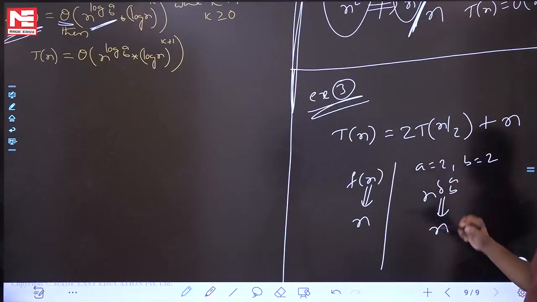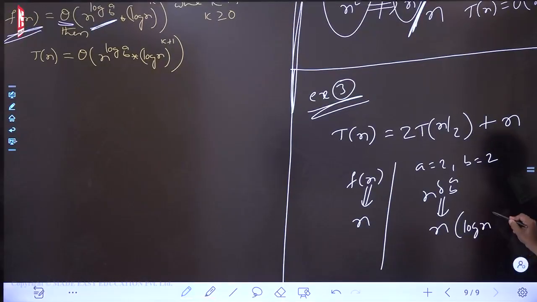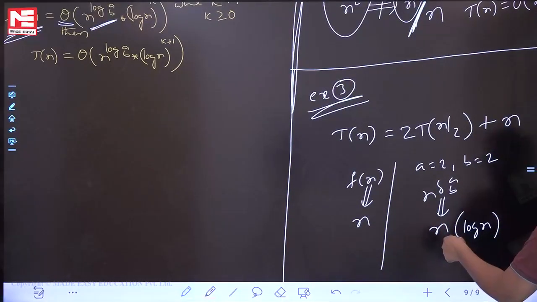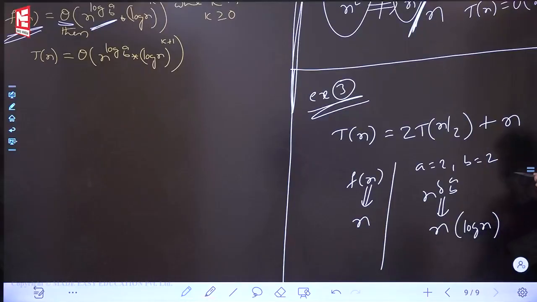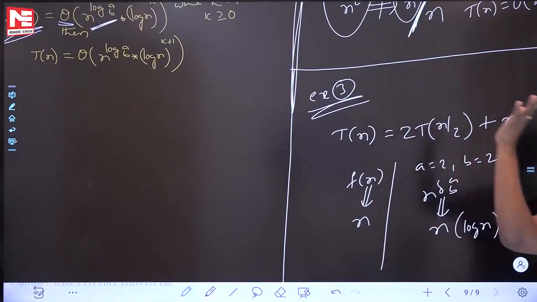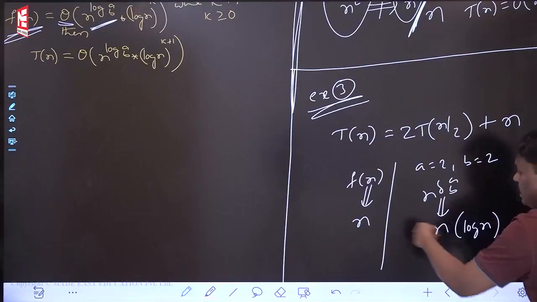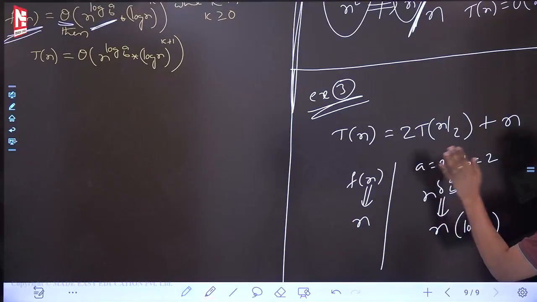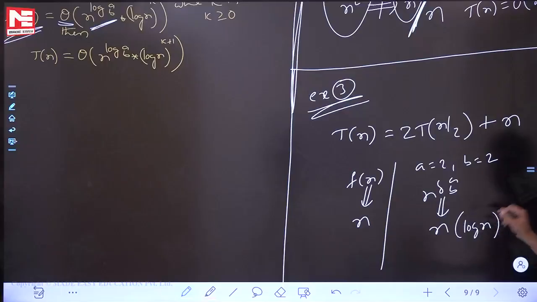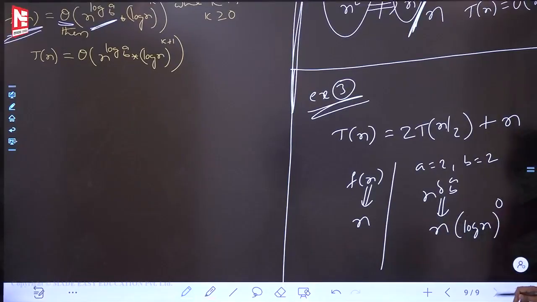According to the third case of the master theorem, what you have to do is, on the right side, you have to write something like log n whole power something, so that both are equal. Already both are equal. You have to write log n whole power k, where k is greater than or equal to 0. 0 also you can write. You may say already both are equal. But according to the master theorem, the third case says that compulsorily you have to write on the right side log n whole power some k greater than or equal to 0, so that both are equal. Already equal. If you keep 0 also, then both are equal.